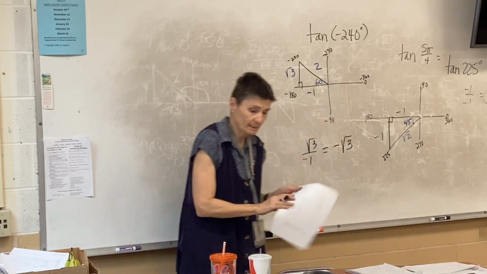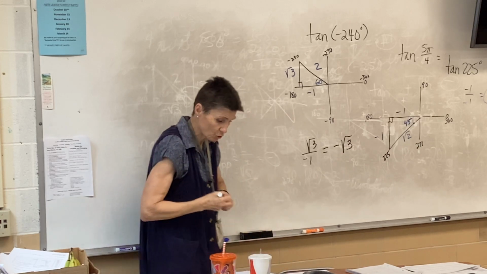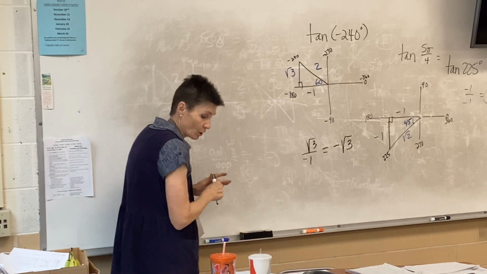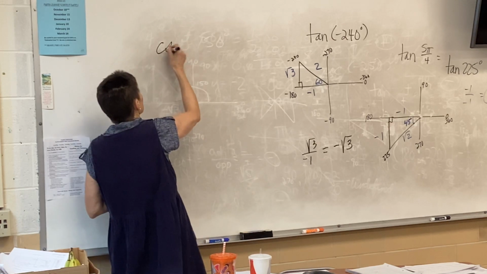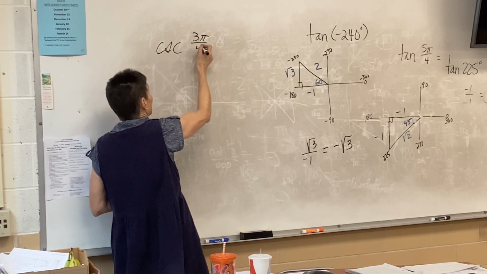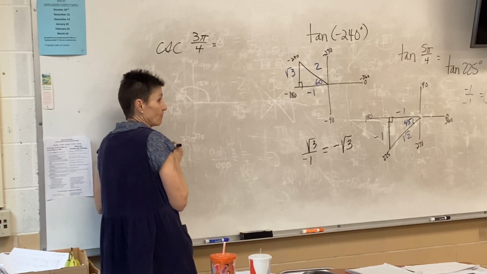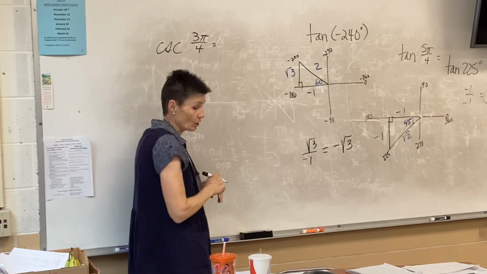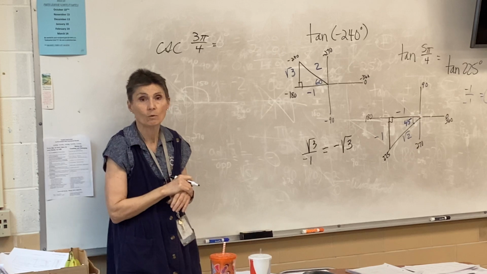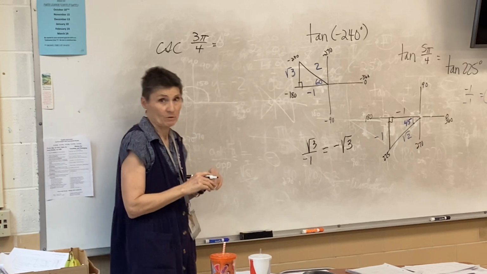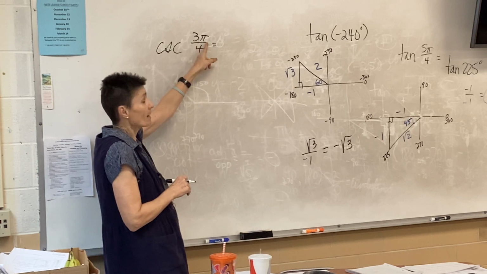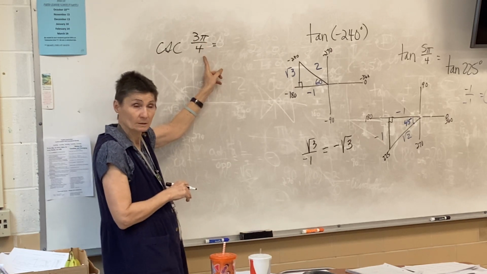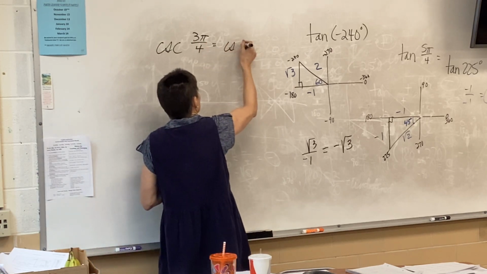This is really important stuff. I hope you're sort of getting it a little bit. Cosecant 3 pi over 4. So what do you think I'm going to do first here? If I'm going to find the cosecant of 3 pi over 4, I hope you're saying 3 times 180 divided by 4. So that will be 135.